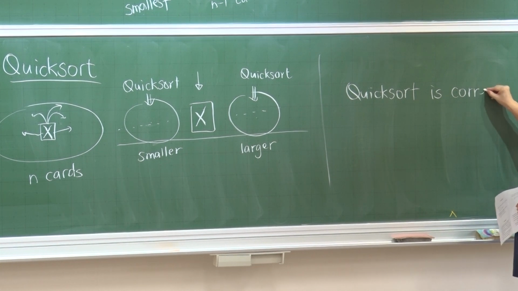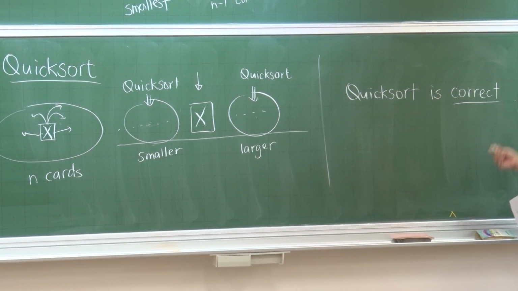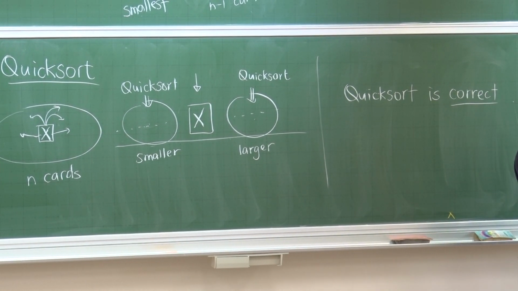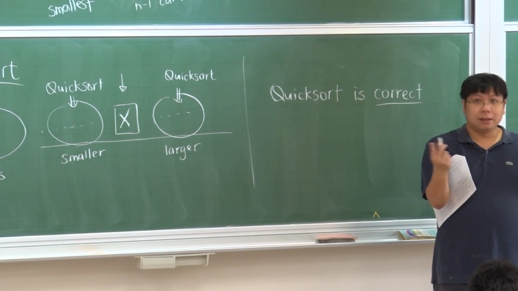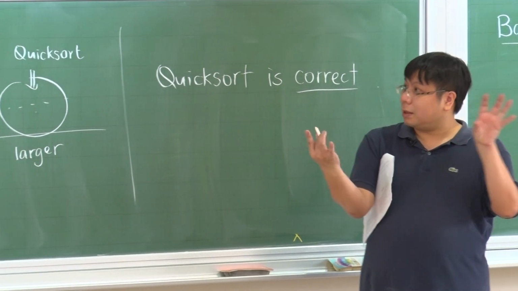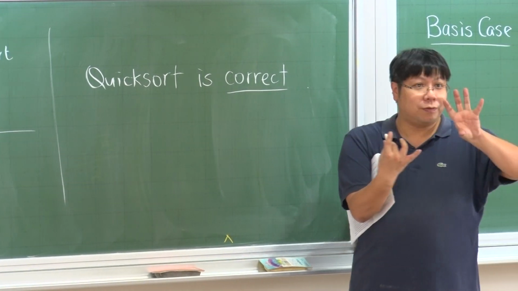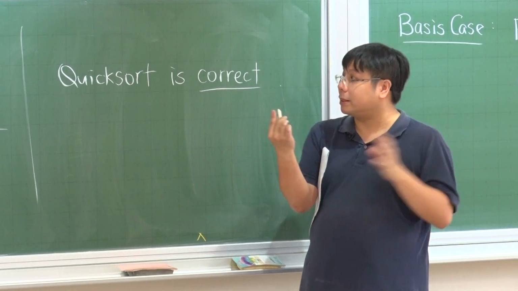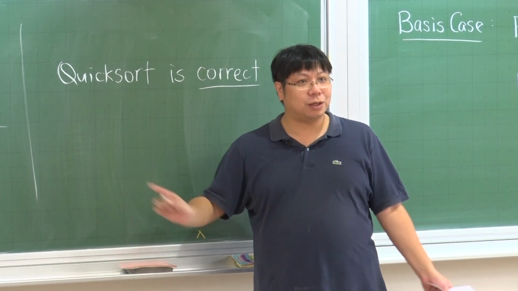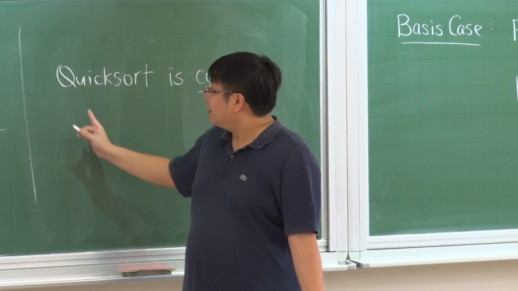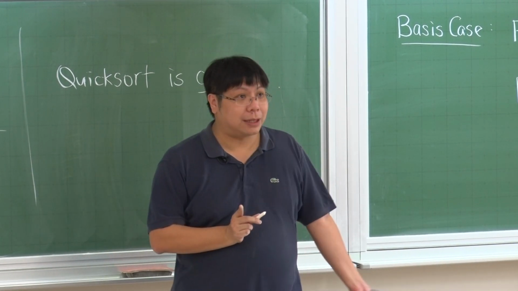So what is meant by correct? Here we are solving a sorting problem. So a correct output will mean that all the cards will be arranged from small to large. Then this is meant by correct. We are not talking about quicksort being quick, so we are not talking about this. Quicksort can be very slow, we will see. But at least quicksort is correct.